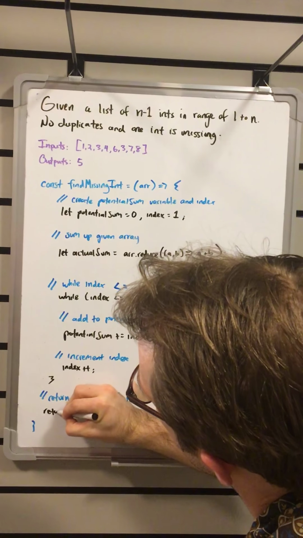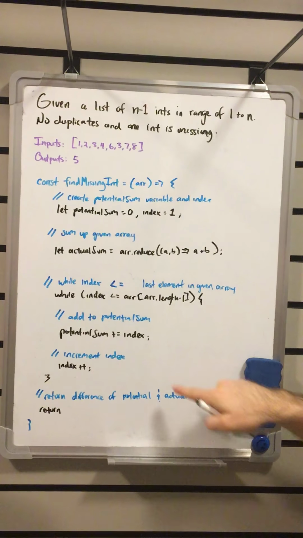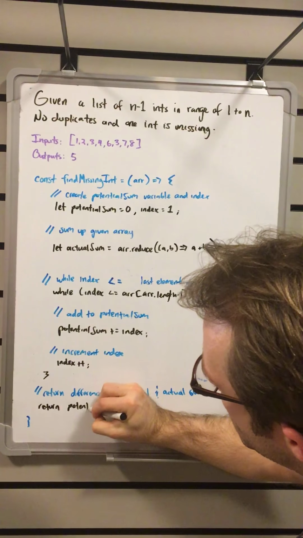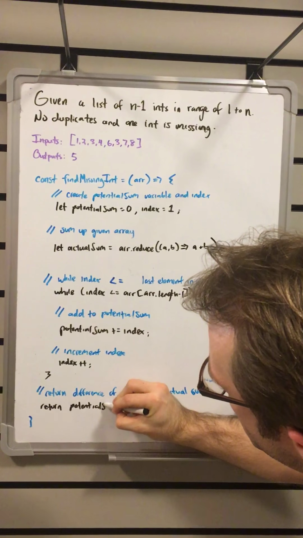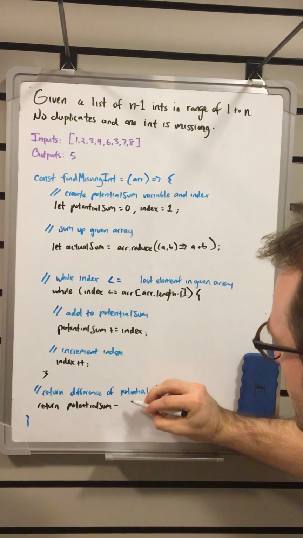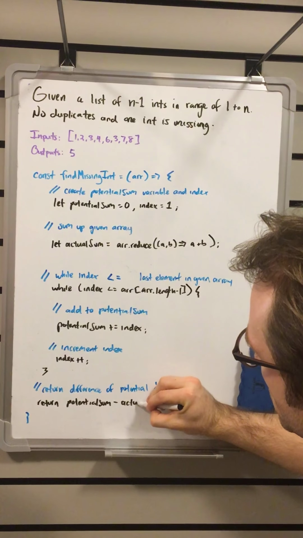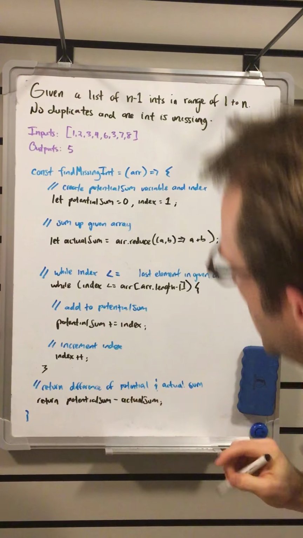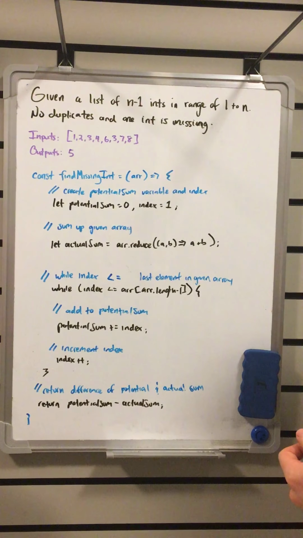And then all we're going to do is return the difference of the potential and the actual sum. So return potential sum minus the actual. And that would give us 5.